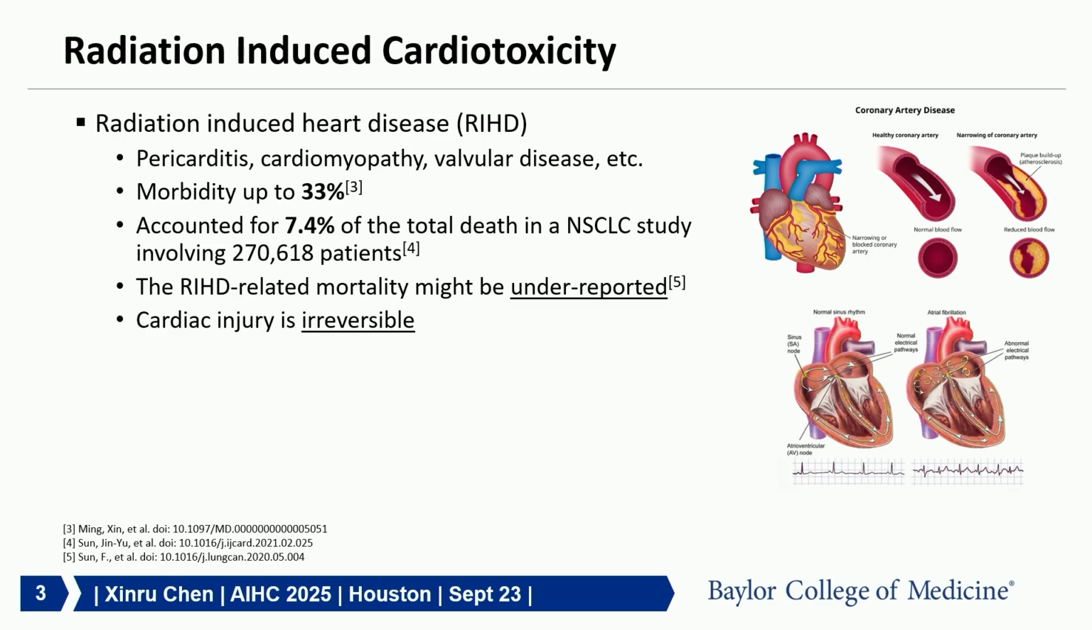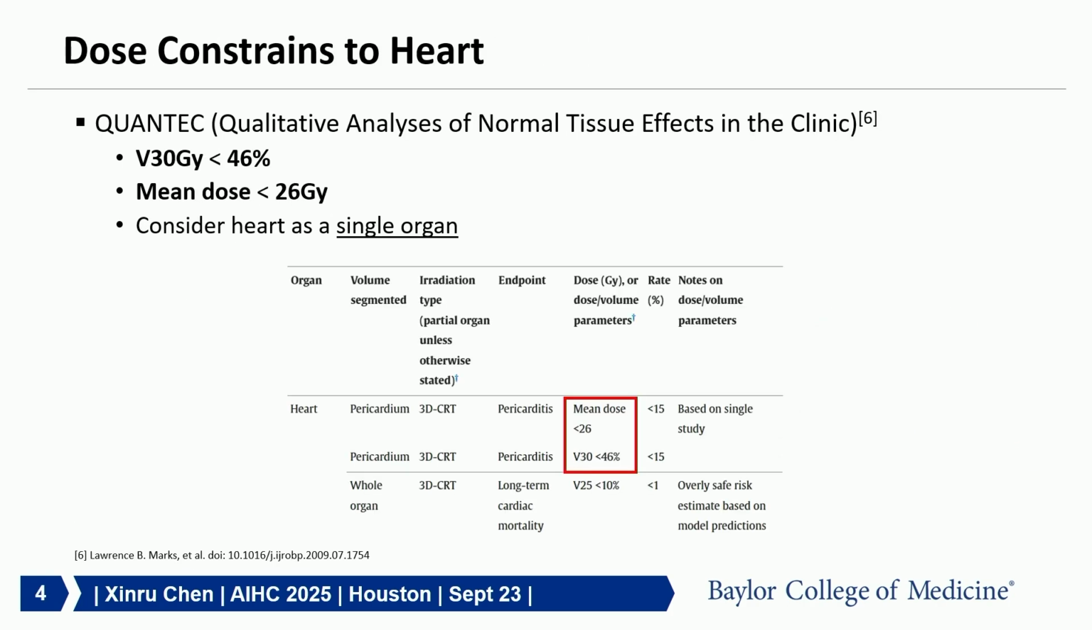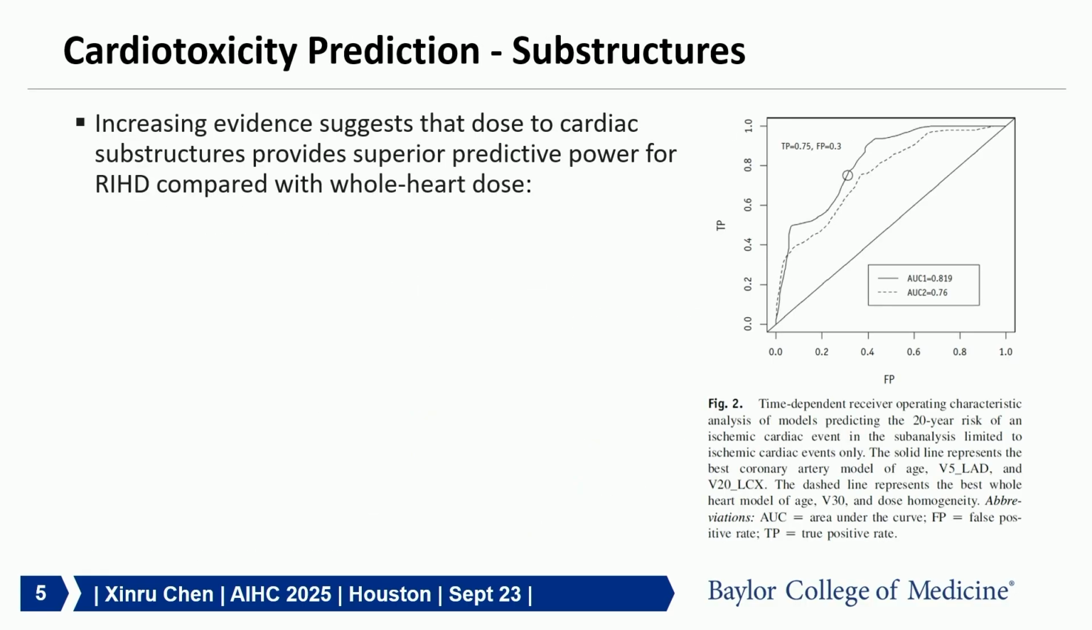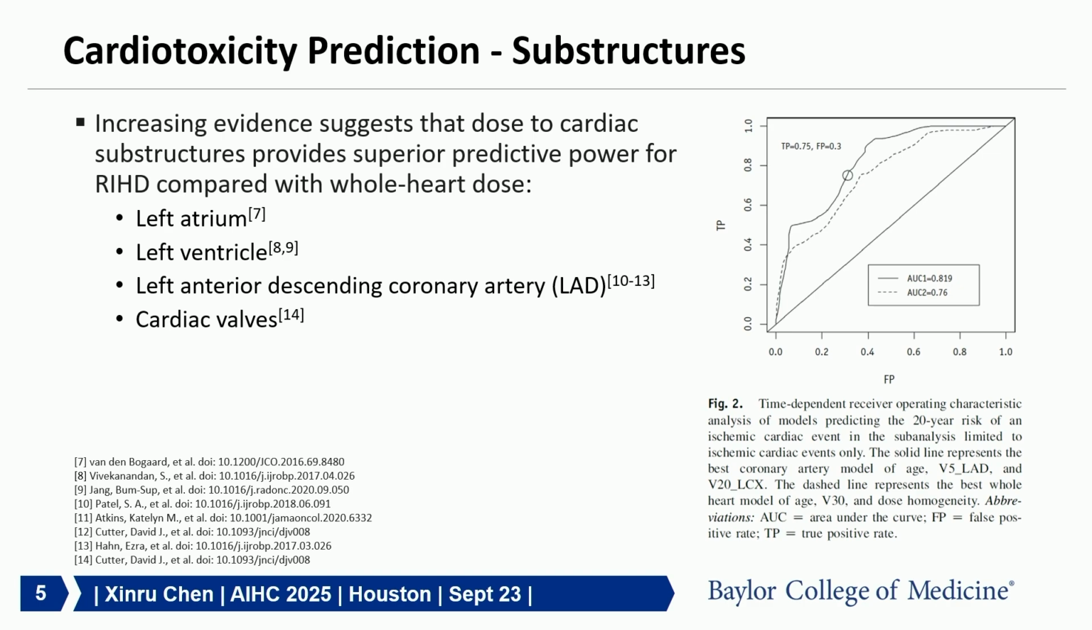Moreover, the cardiac injury is irreversible, so the most effective way to reduce cardiotoxicity is to spare the dose delivered to the cardiovascular system. And the guidelines have defined whole heart-based constraints. However, as the heart is a heterogeneous organ, the whole heart-based constraints are less informative and reliable, especially in the era of intensity modulated radiotherapy. So increasing evidence suggests that doses delivered to cardiac substructures actually provide superior predictive power compared with whole heart doses, and those substructures include the left atrium, left ventricle, left anterior descending coronary artery, the LAD, and cardiac valves.